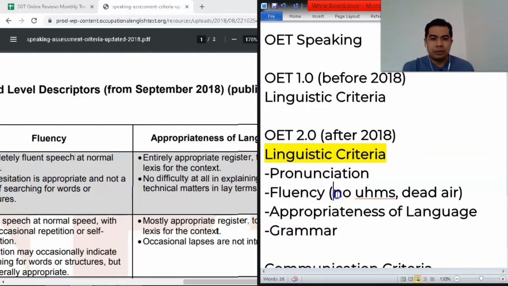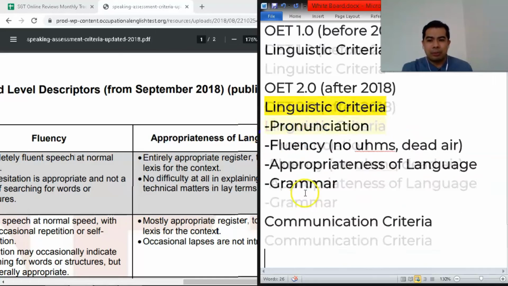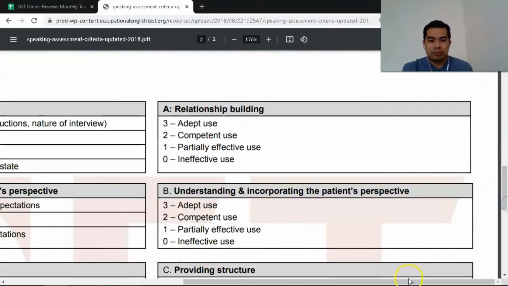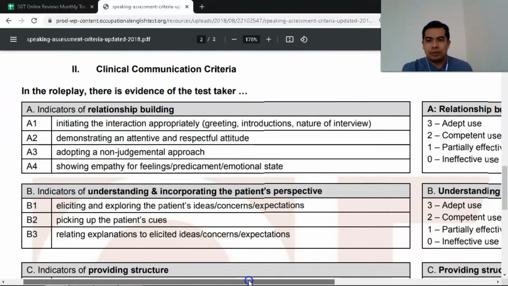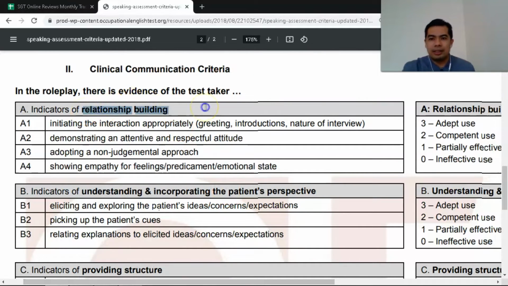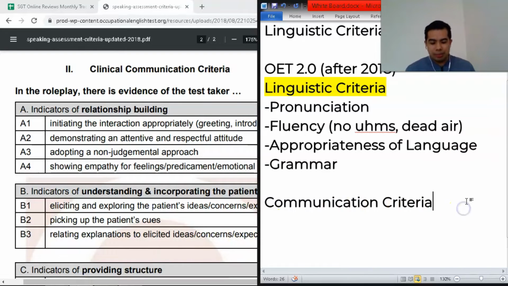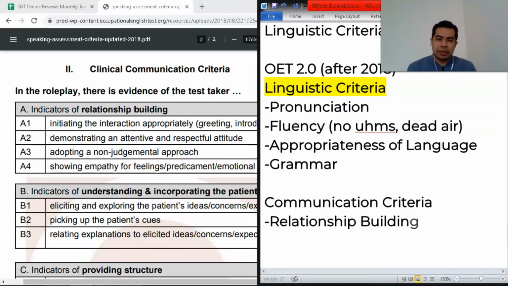Can you be understood? Now, as I mentioned, after 2018, they added the more important part, which is the communication criteria. And if you scroll here to the bottom, you'll see now that they've added things such as relationship building. So what does relationship building mean? It's really more about trust for me. Can you get the patient to trust you? Can you get them to like you in general?